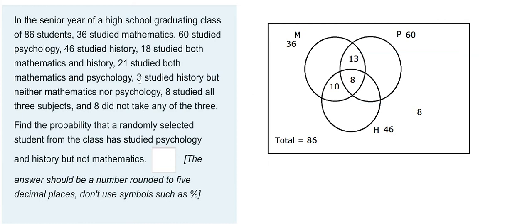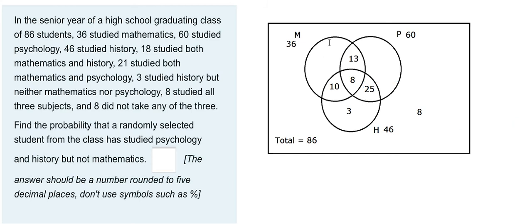The next one, 3 students study history but neither mathematics nor psychology, so we have 3 students study in here. Now in this circle of history, we have number 3, number 10, and number 8. We have 46. So in this situation, we want to find this circle in here. So that should be about 46 minus number 10, number 8, number 3, and you will get about 25.